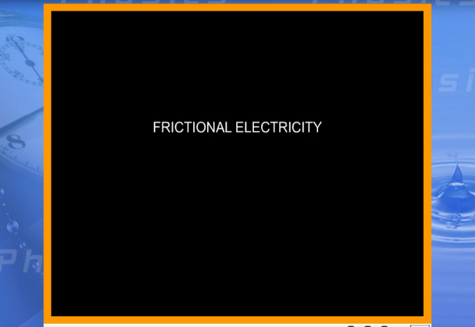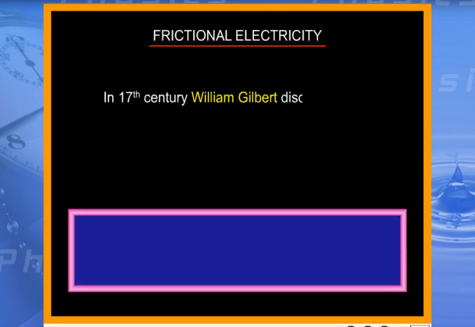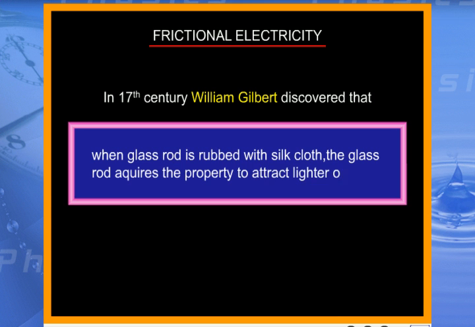Frictional electricity. In the 17th century, William Gilbert discovered that when a glass rod is rubbed with a silk cloth, the glass rod acquires the property to attract lighter objects.